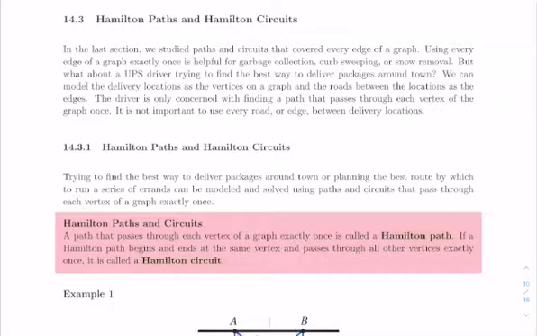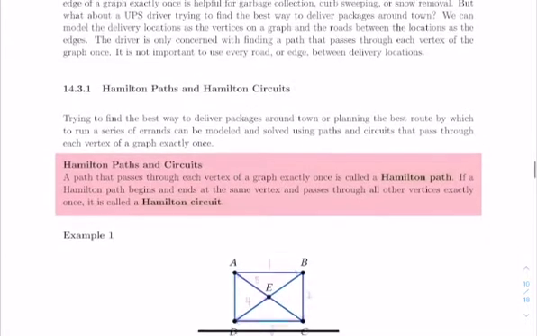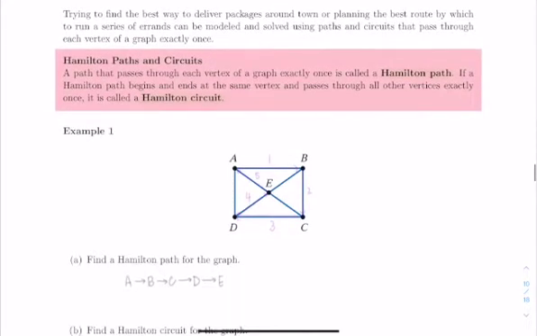Trying to find the best way to deliver packages around town or planning the best route by which to run a series of errands can be modeled and solved using paths and circuits that pass through each vertex of a graph exactly once. A path that passes through each vertex of a graph exactly once is called a Hamilton path. If a Hamilton path begins and ends at the same vertex and passes through all the other vertices exactly once, it is called a Hamilton circuit.